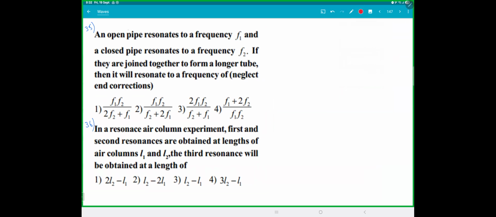Whenever they say open pipe, it means open. When they say closed pipe, it actually means open closed. If it is closed on both the sides, they'll mention it. They didn't mention anything, so let's take it as a fundamental frequency. Let's get this.